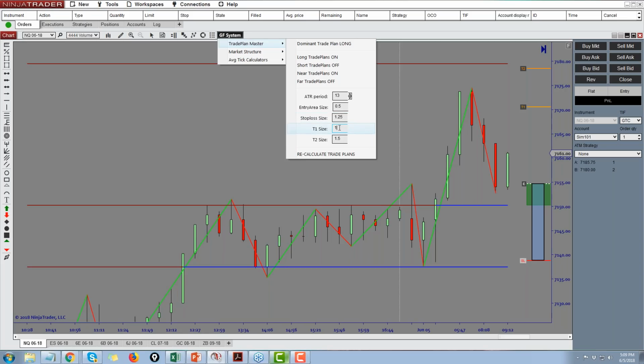However, these targets are at risk and reward multiples. So the T1 is a 1-to-1 R to your stop size. So it's 1.25 the ATR. If you put this to 0.75, okay, or actually I think it's set to 1 minimum. Okay, actually let's go back here.